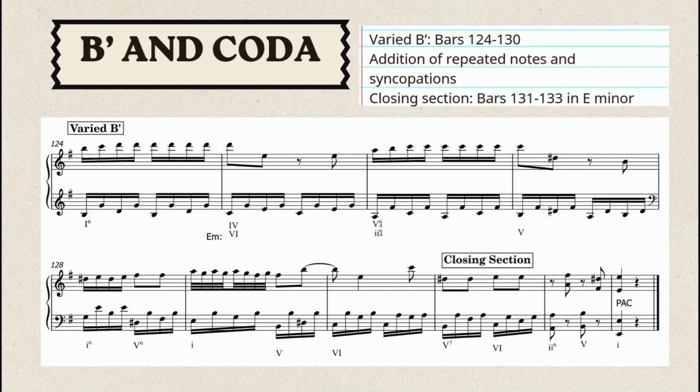Any remaining major mode coloration is dispelled as the piece heads to closure. We can regard the final bars as a coda merged with the end of the refrain. It serves to reinforce the tonic and provide a satisfying conclusion beyond the strict ABA form.